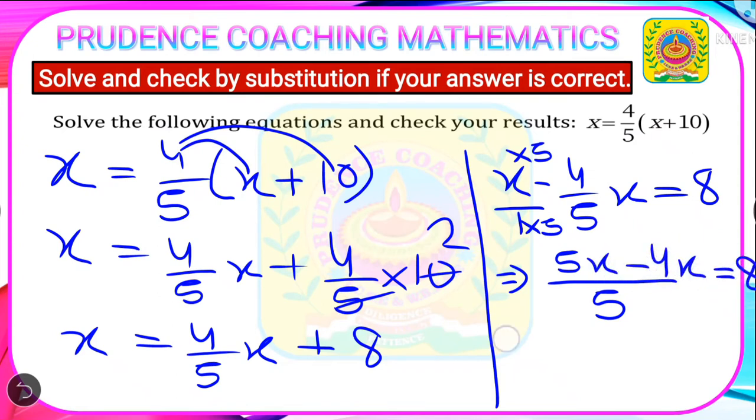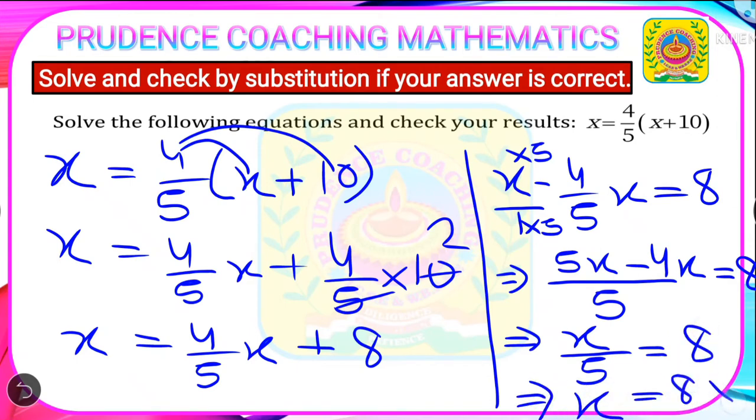Now we will solve for this. Then we will get 5x minus 4x, that is x by 5 equals 8. Now the final value of x will be x equals 8 into 5. As 5 was in the denominator, it will go in the numerator, and the final value of x will be equal to 40. So 40 is the final value.